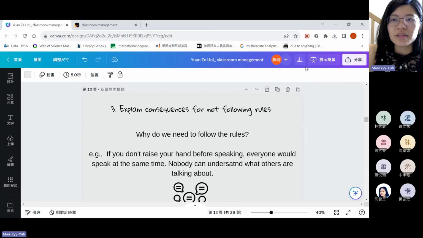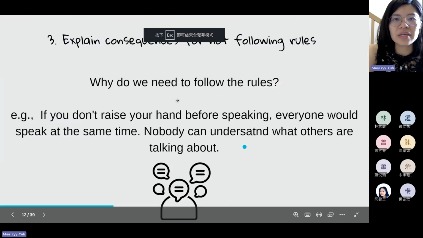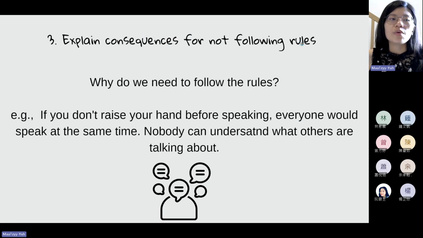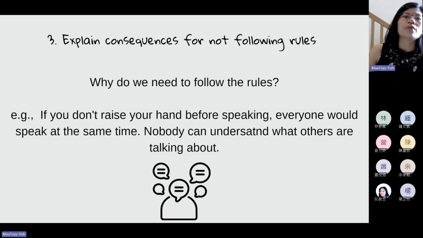And number 3 is you need to explain the consequences for not following rules. So, I would tell my students why they need to follow rules. For instance, if you don't raise your hand before speaking, then everyone will speak at the same time. So actually, no one could understand what each other is talking about.